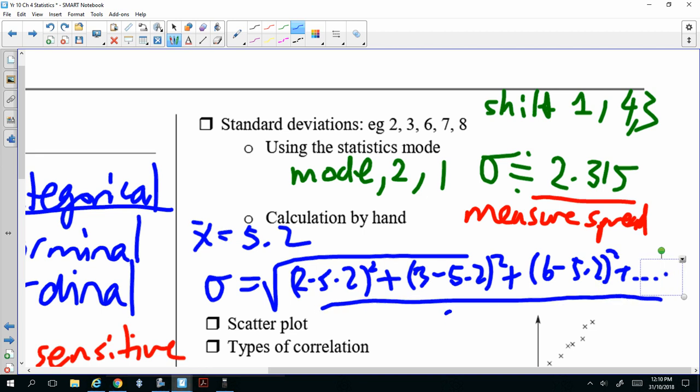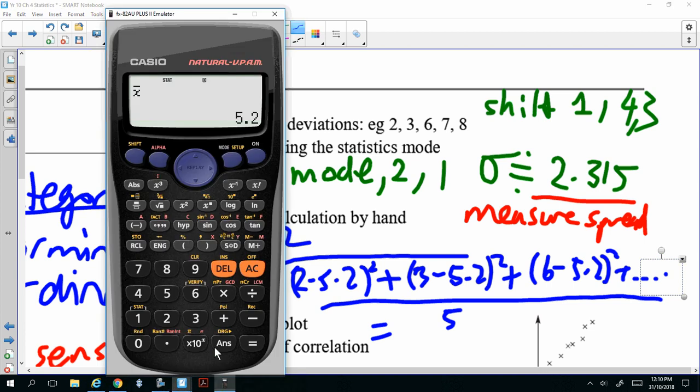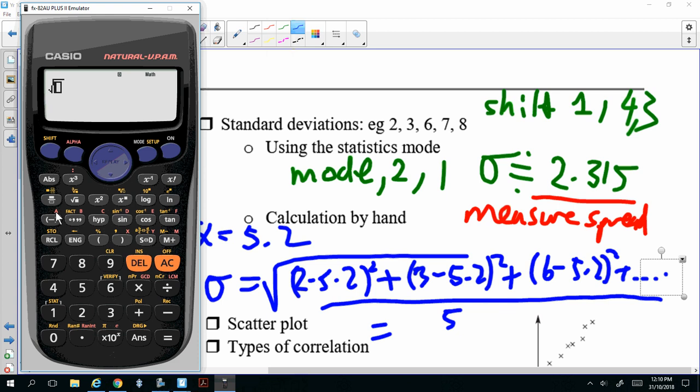So let's get rid of the statistics mode. You just go square root, fraction, and then write bracket 2 minus the mean, 5.2, close bracket squared, plus (3 minus the mean, 5.2) squared, plus (6 minus the mean, 5.2) squared, plus (7 minus 5.2) squared, and then finally (8 minus 5.2) squared, divide by 5 scores. So hopefully it gives you the same answer.